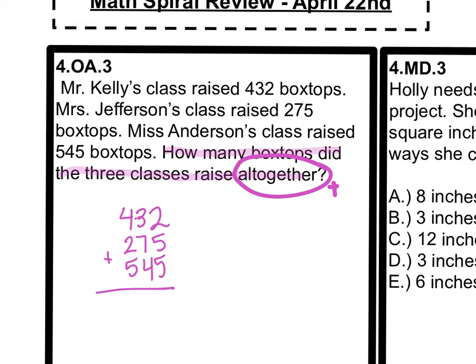5 plus 5 plus 2 is 12. Put down the 2. Regroup the 1. 7 plus 3 is 10. Plus 1 is 11. Plus 4 is 15. Put down the 5. Regroup the 1. 4 plus 1 is 5. Plus 5 is 10. Plus 2 is 12. So our answer here, there's 1,252 box tops. Okay. Hopefully that one wasn't too tricky for everyone.